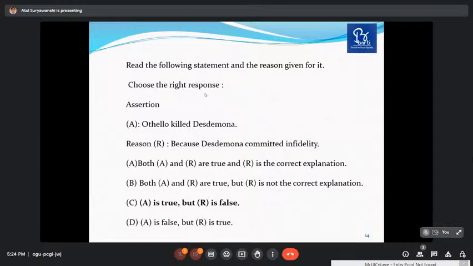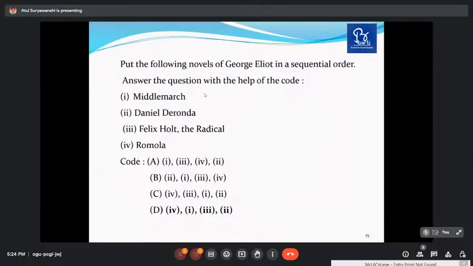So let us turn toward the next question here. Put the following novels of George Eliot in a sequential order. Answer the question with the help of the code. The first, Middlemarch. Second, Daniel Deronda. The third, Felix Holt the Radical. And the fourth is Romola. Now, George Eliot, as I told you, the original name of the writer is Mary Ann Evans. Now we have to arrange the chronological sequence of these novels. So A, B, C, D, four codes are given, and the D option is the correct one.